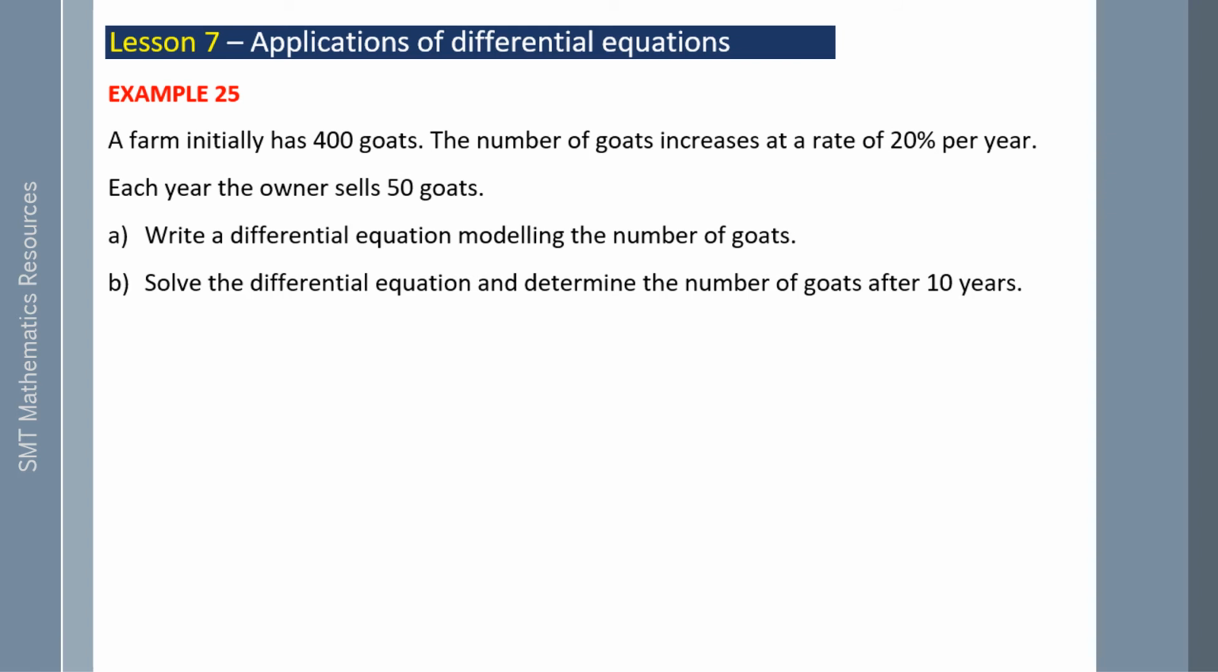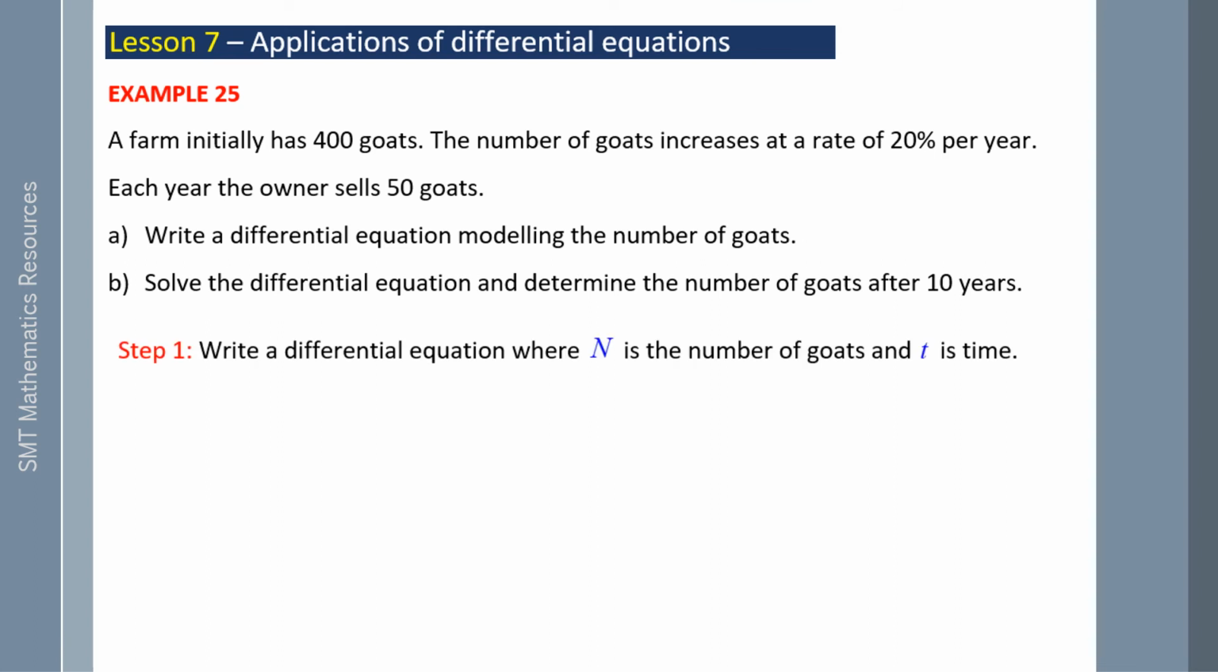Example 25. A farmer initially has 400 goats. The number of goats increases at a rate of 20% per year. Each year, the owner sells 50 goats, so that's the regular removal. Write a differential equation modelling the number of goats, solve the differential equation and determine the number of goats after 10 years. Step 1, write a differential equation where n is the number of goats and t is time.